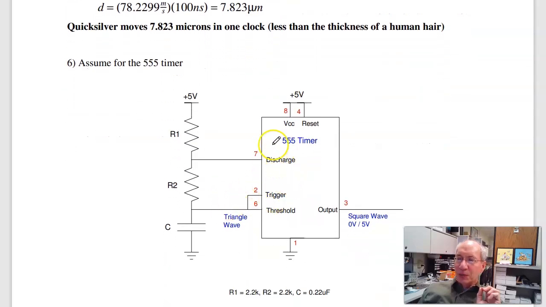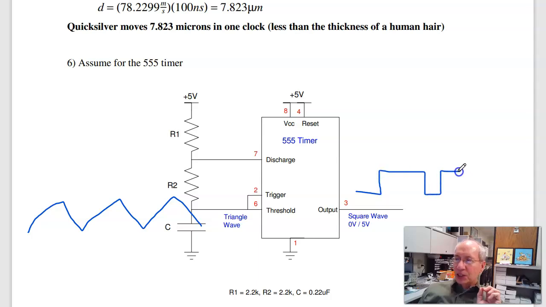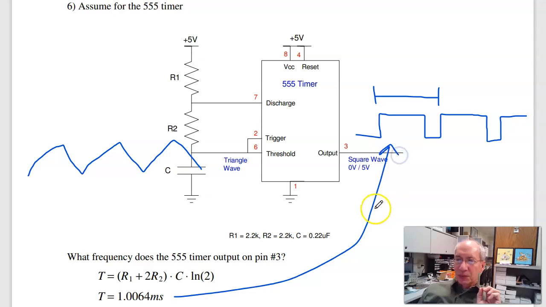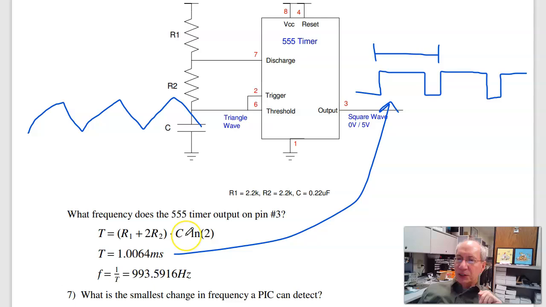If I have a 555 timer, what the 555 timer does is I charge through R1 and R2, discharge through R2. So you have the voltage right here doing charge, discharge, charge, discharge. This is an oscillator with the 555 timer. The output is a square wave. While I'm charging, it's high, discharging low, charging high, discharging low. I get a square wave. And the square wave is related to R and C by this equation. If these are nominally 2200 ohms, 2200 ohms, 0.22 microfarads, the period is 1.06 milliseconds. So this guy right here is 1.0064 milliseconds. Or, flipping it, 993 hertz.